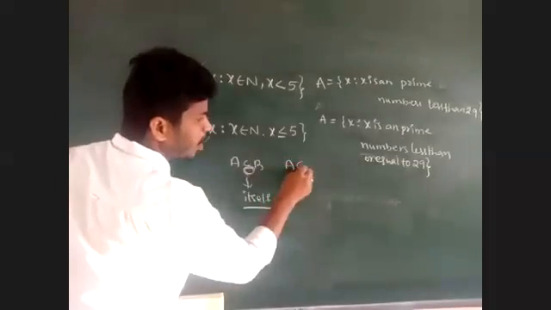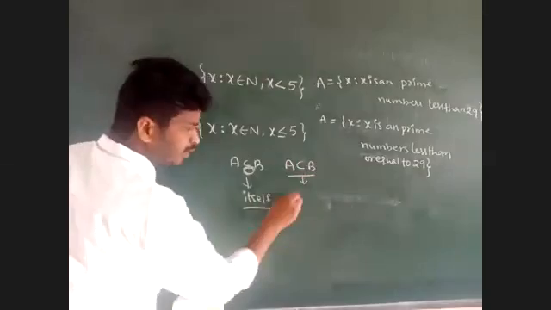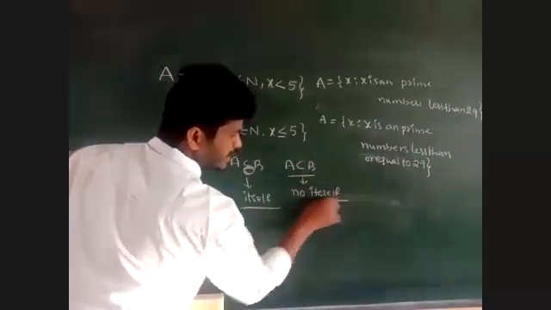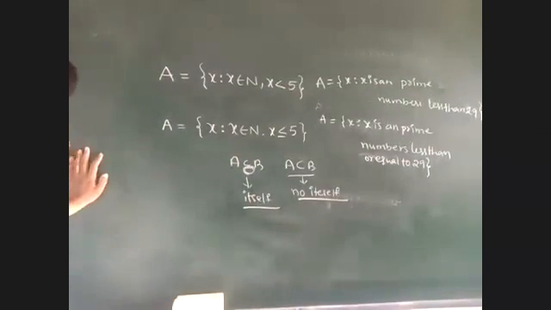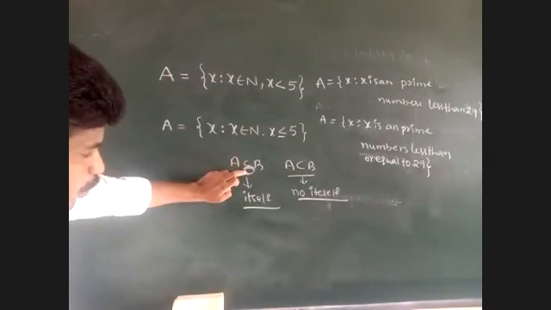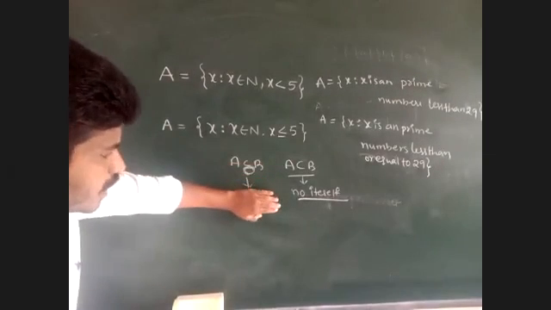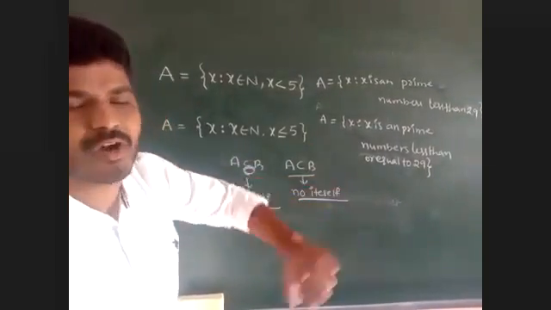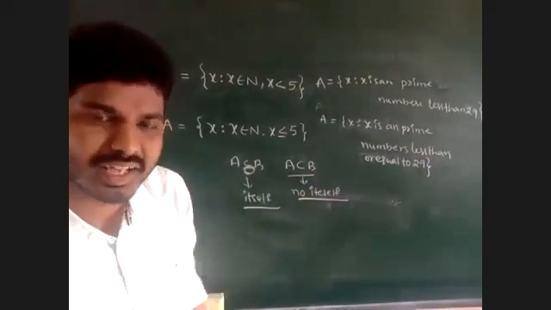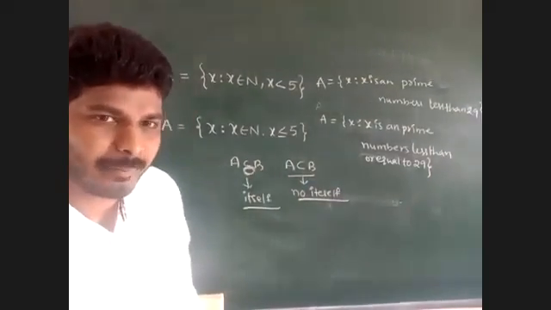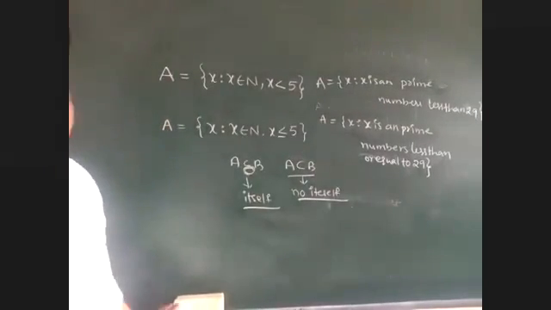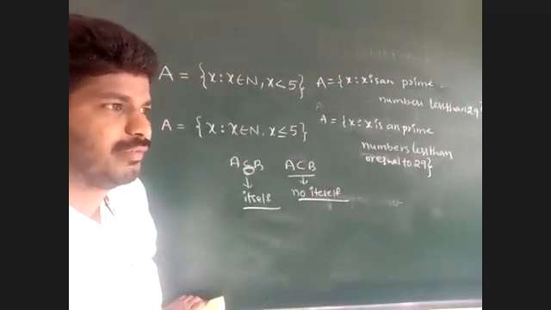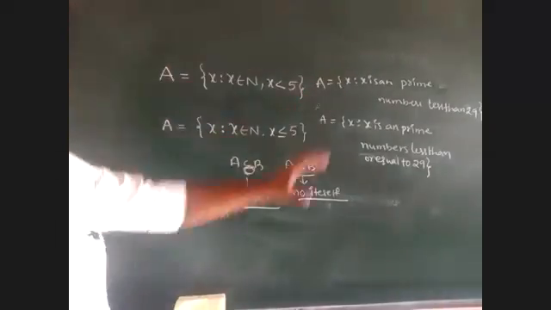A is a proper subset of B. In this set, there is no itself. Is it clear? A subset with the equal to symbol means we should again consider itself. A proper subset is except itself. Remaining all subsets are called proper subsets. Is it clear? Yes, sir. Very good. So these all are different types of sets.